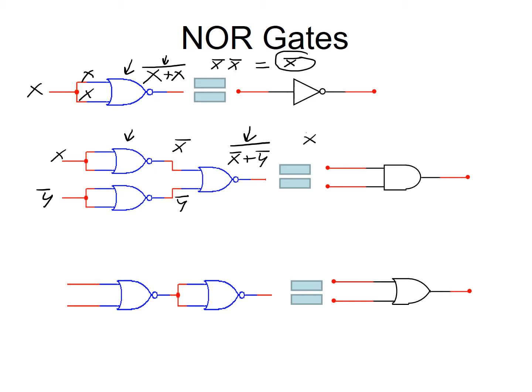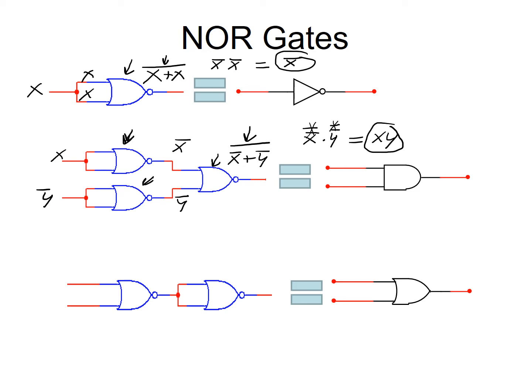That gives me NOT X ANDed, right? Because when you split up a bar, you change the sign of an OR to an AND or an AND to an OR. And that's NOT Y, which of course is the same thing, right? If you have two NOTs over something, you can cross them out. This is the same thing as saying X ANDed with Y. So there we go. I have used three NOR gates, 1, 2, 3, to create an AND gate.